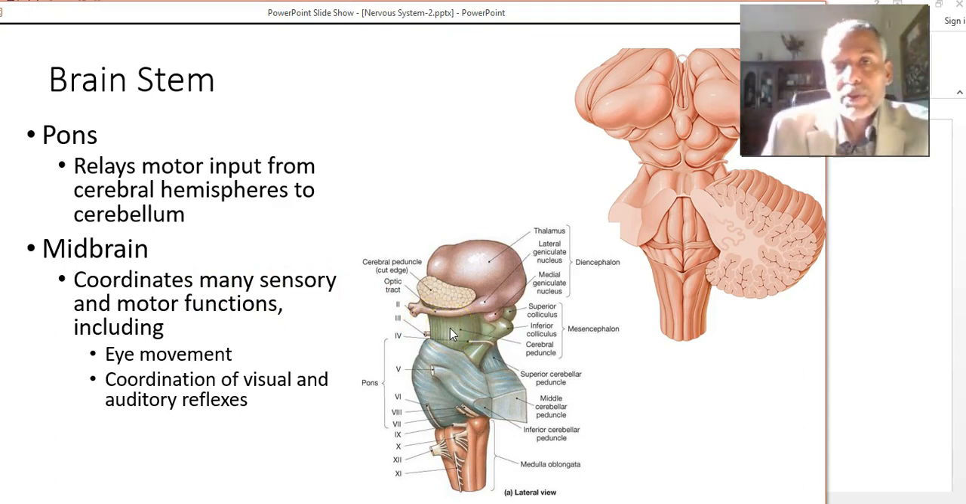And we have seen how it regulates the auditory functions through the inferior colliculus, and how it regulates the auditory visual reflex through the superior colliculus. So it also controls eye movement and coordination of the visual and auditory reflex that we studied in reference to sound localization.